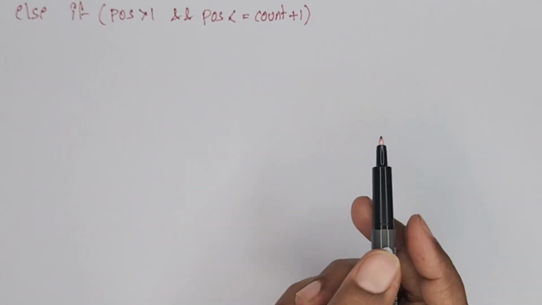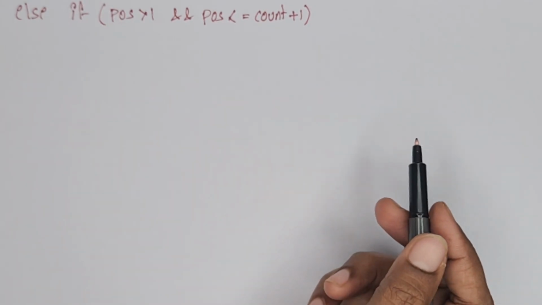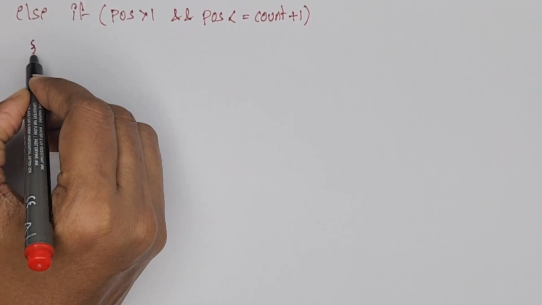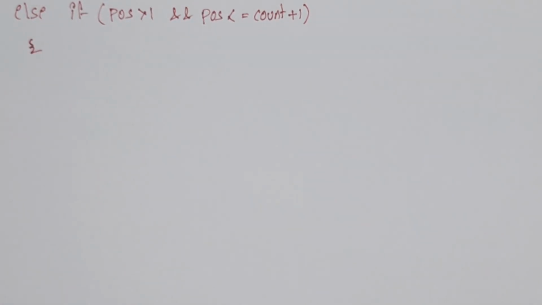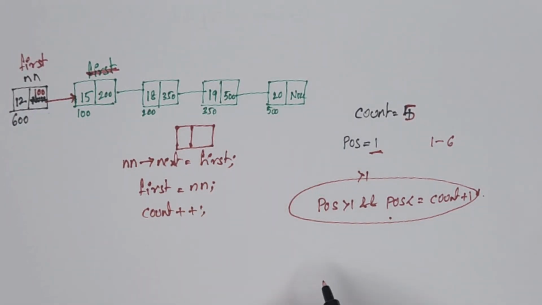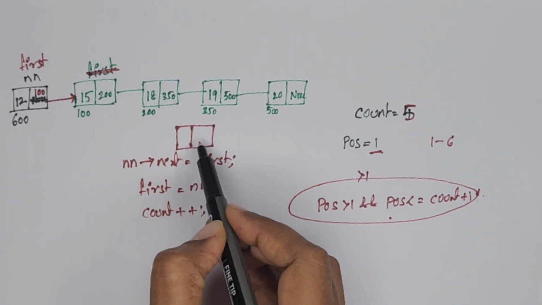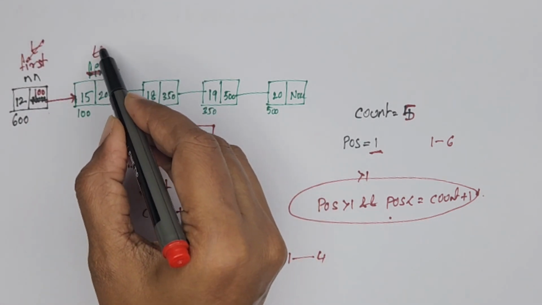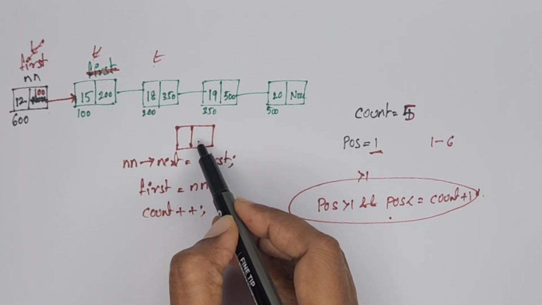or last. If at all you want to insert in the middle, or insert after the last node, then you have to insert. I'll show you that. If you want to insert in the 5th position, temp moves from first to the 4th position. If you want to insert in the 4th position, temp moves from the first node to the 3rd node. After the 3rd node, you have to insert.